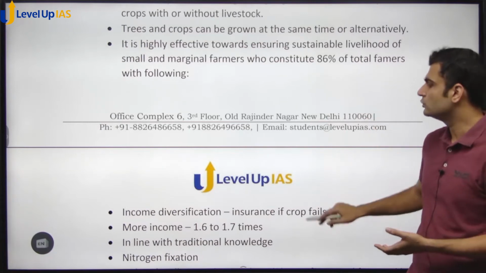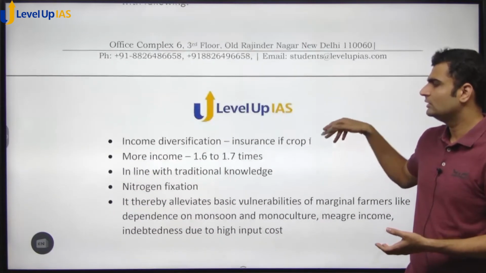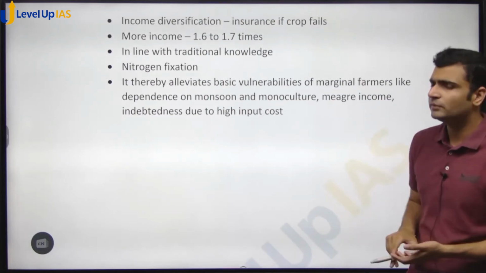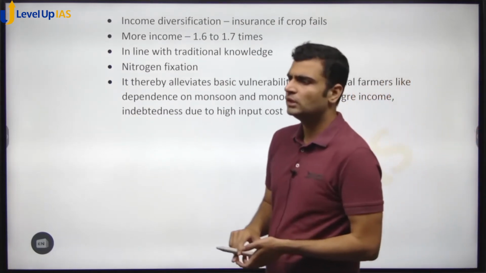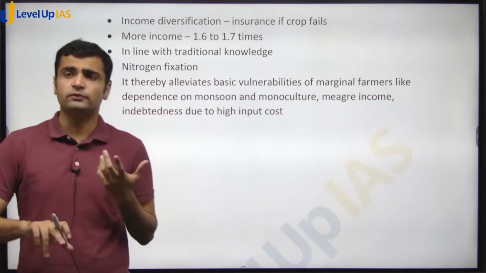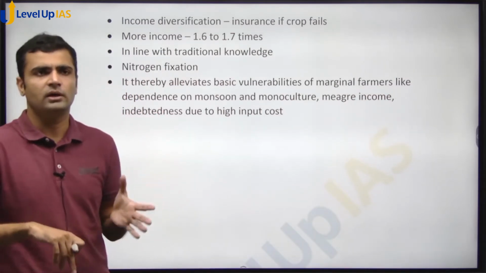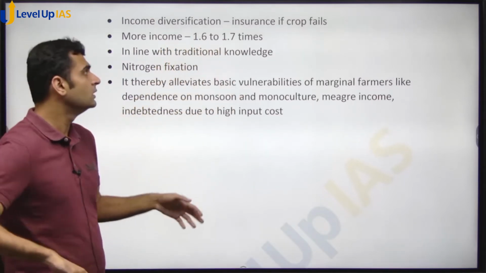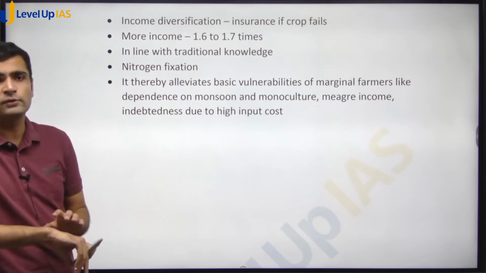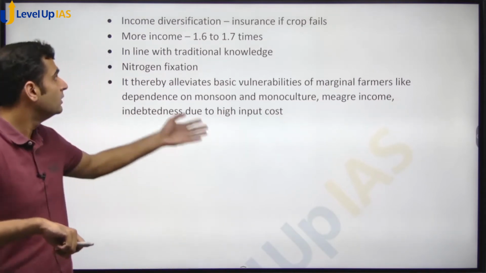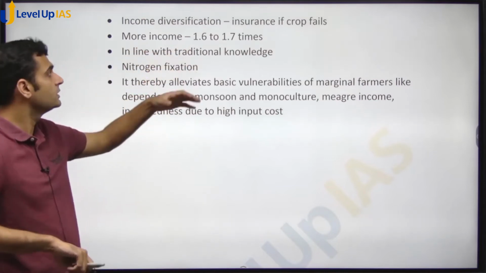So how do they ensure sustainable living? These are the things that do. There is nothing to explain much here. Agroforestry systems lead to income diversification. If a crop fails, you have insurance in terms of forest or tree income. Usually we have seen that 1.6 to 1.7 times more income is happening with agroforestry systems.